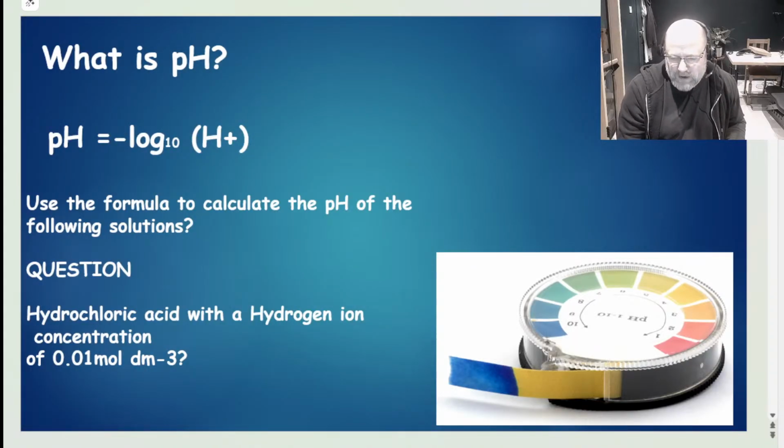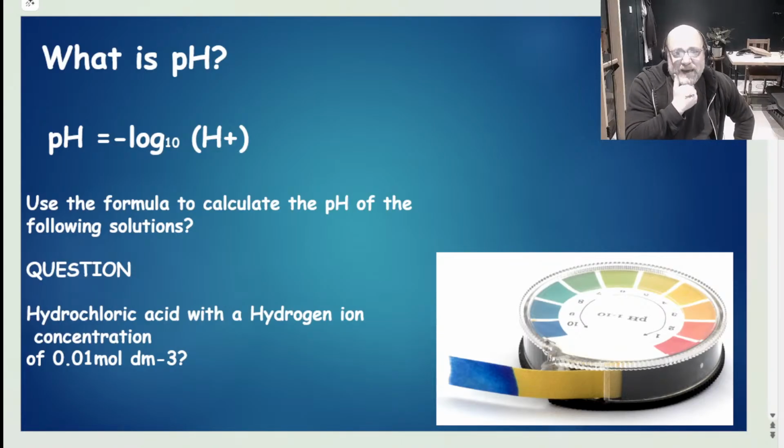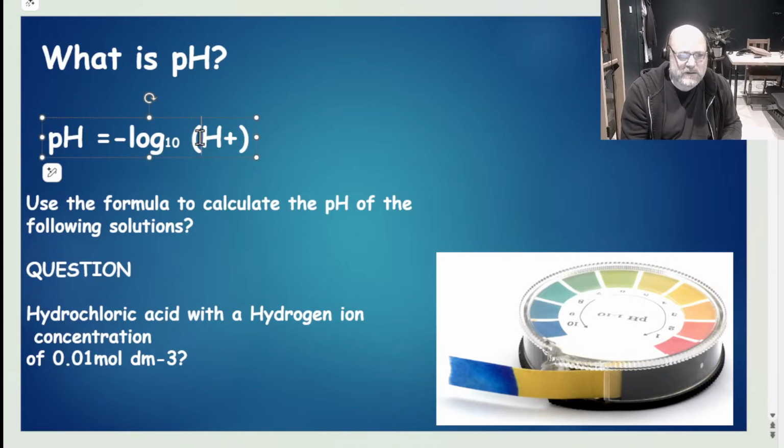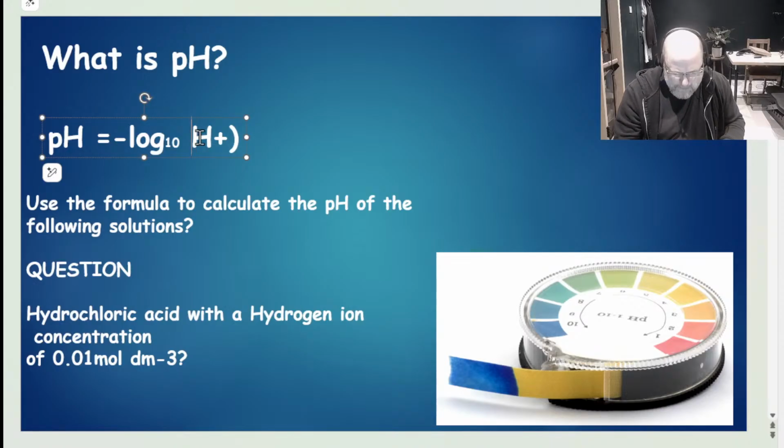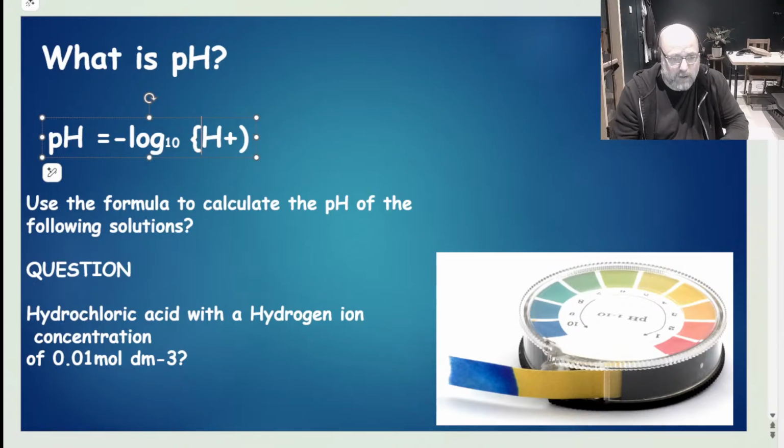Okay, straight off the bat, what do we have here? pH. What is pH? If you're ever asked to describe what pH is, it's the minus log of the hydrogen ion concentration. And one thing I've noticed on this PowerPoint is that I need to adjust it. Oh, that's better like that.